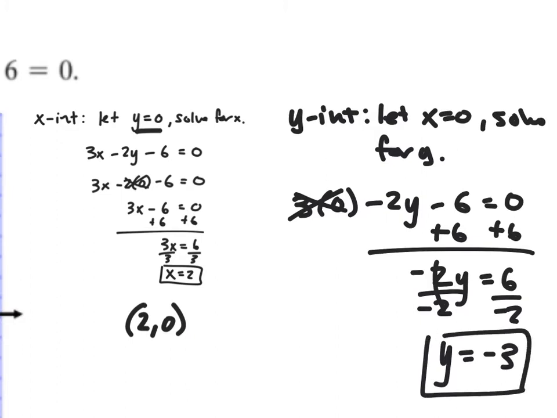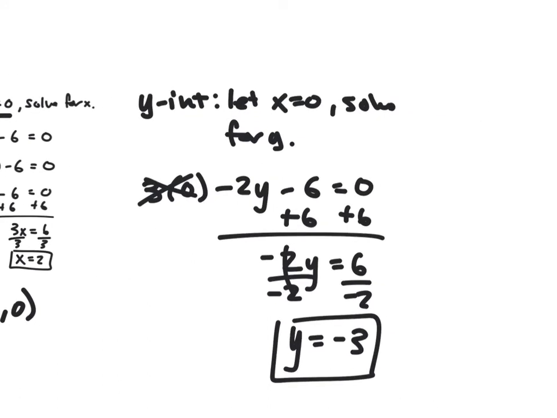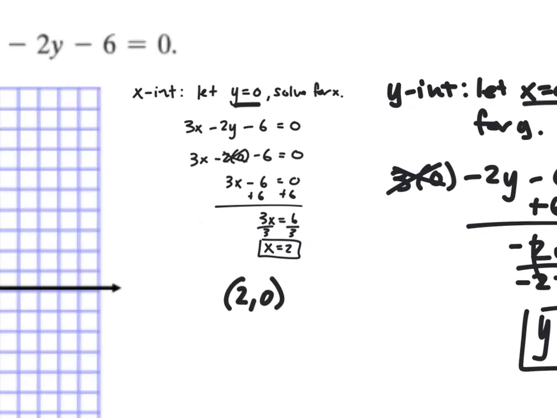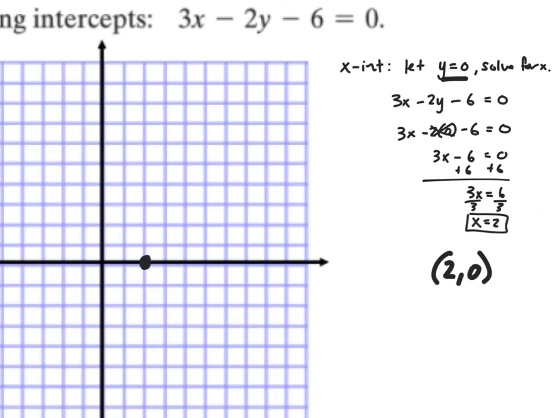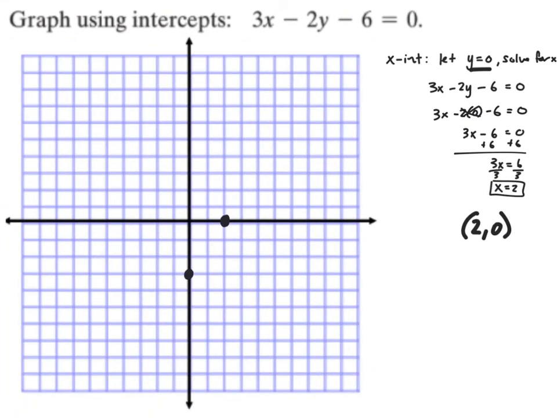Okay. Now again, this is going to translate to the point 0 comma negative 3. Okay, because x was 0, y is negative 3. So then we go over here, we plot that point down here. All right, and we get negative 3 down here. Now, all we really need to make a line is just 2 points.